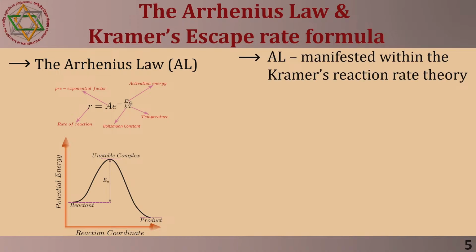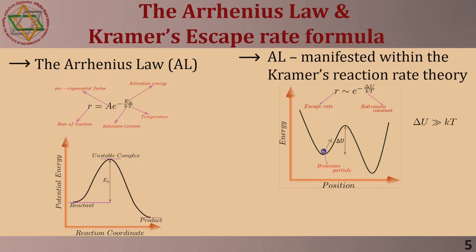Several years after the discovery of the Arrhenius law, Kramers came up with his diffusion model of chemical reaction, where he considers a Brownian particle diffusing in a potential landscape, trying to overcome a barrier of height delta U to go to the other side of the barrier. He showed that in the limit when the height of the barrier is much greater than the thermal energy available to the particle, the escape rate is given by this simple formula.